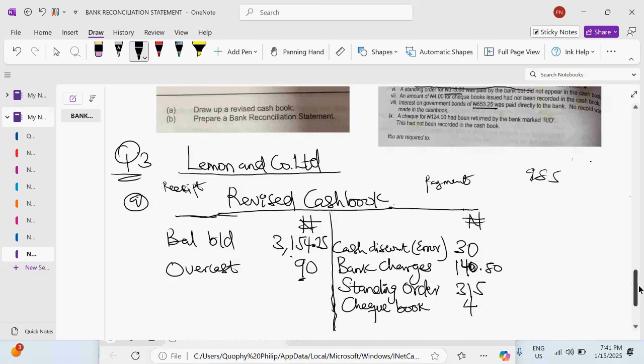Okay, so interest on government bonds. As a business, we can buy bonds from the government, right? So we can invest in bonds. If you invest in bonds, the government will be paying us interest on our bonds, and that interest that we are receiving is a receipt, so that will come to the debit side.